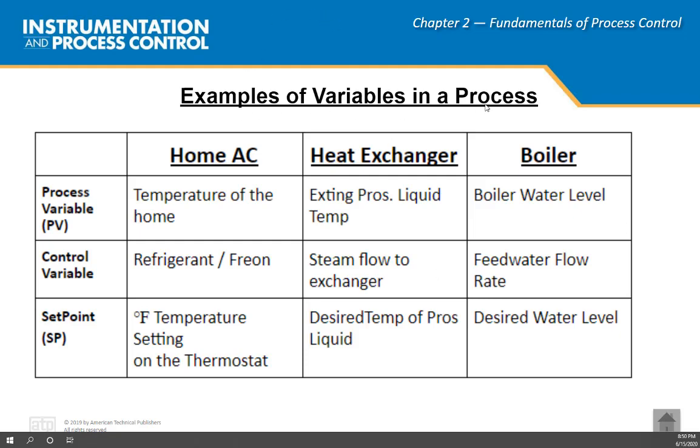And I've got some examples for you here in this spreadsheet, and you can find these slides on your Canvas page. So as I said, our home AC, what is our process variable? It's the temperature of the home. It's the cold air blowing out.